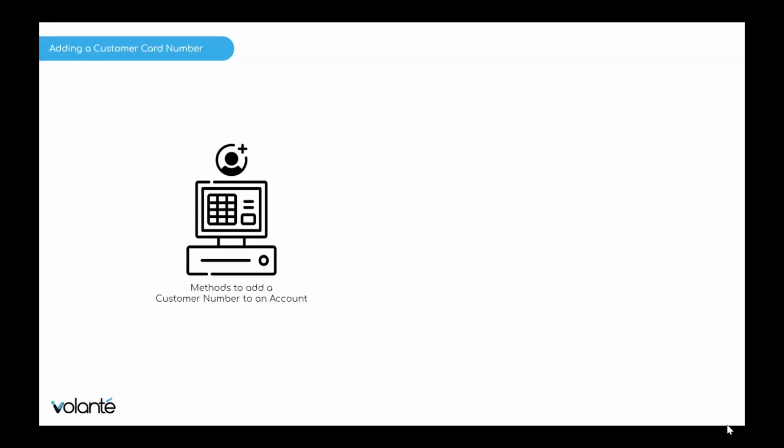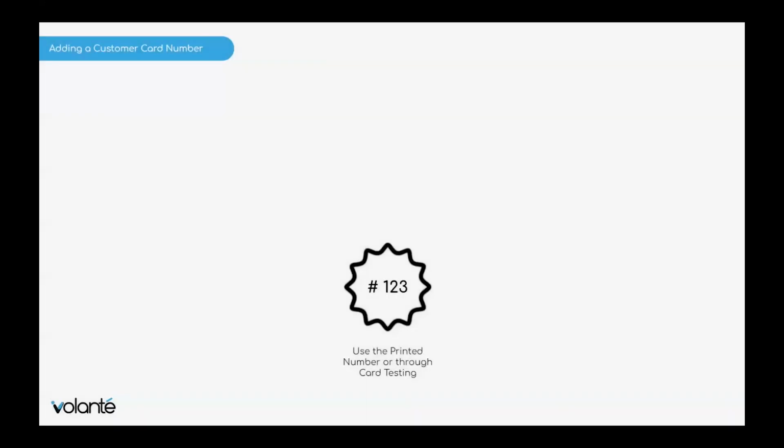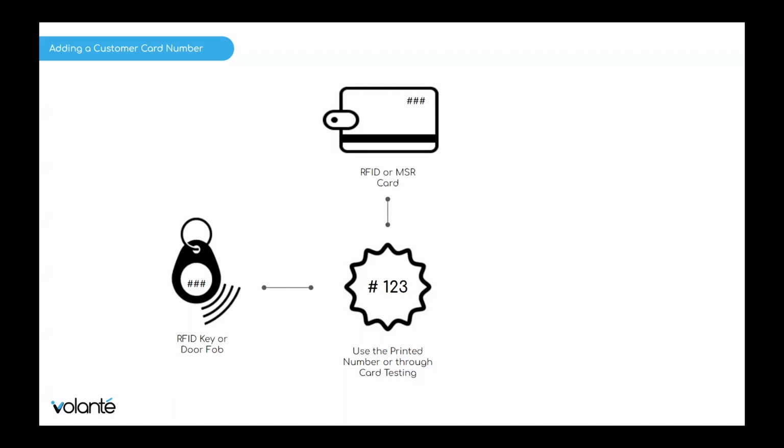We often have cards or FOBs in hand that have printed numbers on them that we would like to use. We can find these numbers on RFID fobs or radio frequency ID fobs, RFID cards, magnetic stripe cards, barcodes, and sometimes it might be a number from a third-party system that we would like to use in the card code field, and we'll be entering a number manually. For example, if we'd like to enter card number 123, we may find that number printed on the fob, printed on the back of an RFID or magnetic stripe card, or it may be a number associated to a barcode.